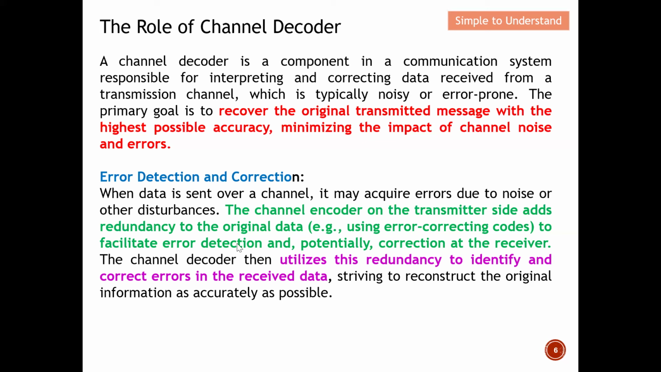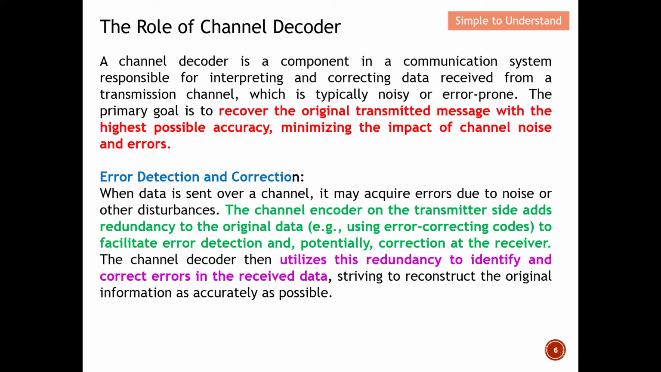Then the channel decoder utilizes this redundancy to identify and, if possible, correct some of the errors on the receiving side. Therefore, we are able to reconstruct the original information as accurately as possible. So in short, the channel encoder adds some redundant bits. The key purpose of these redundant bits is to minimize the error. So for the channel decoder, it is how we can remove this redundant bit.